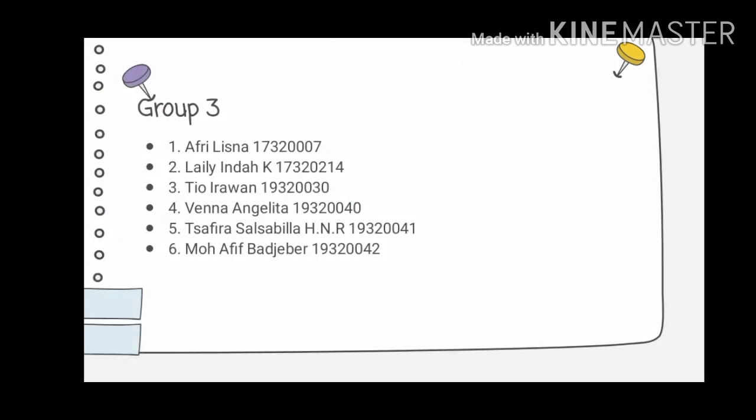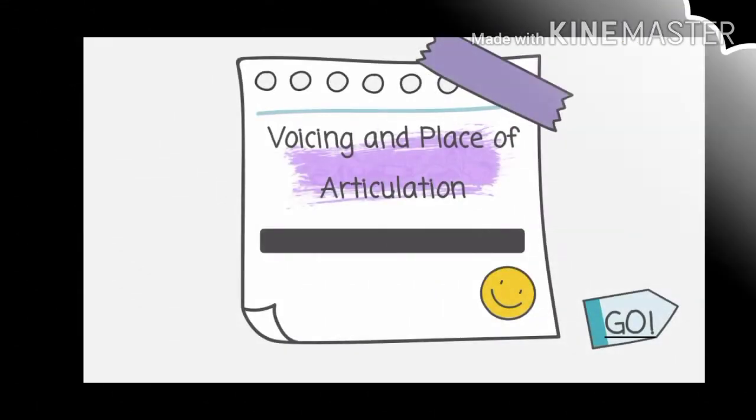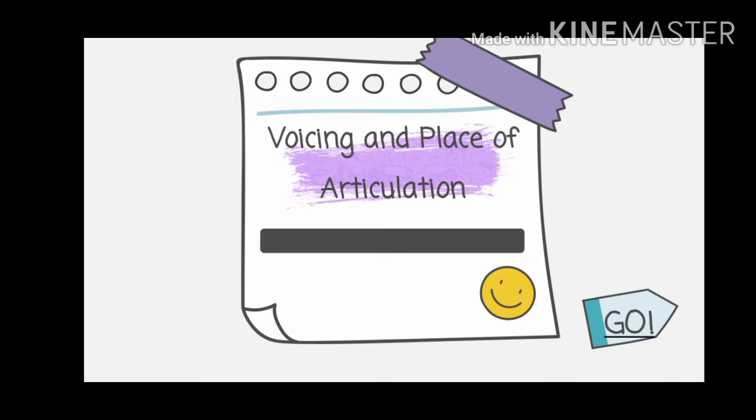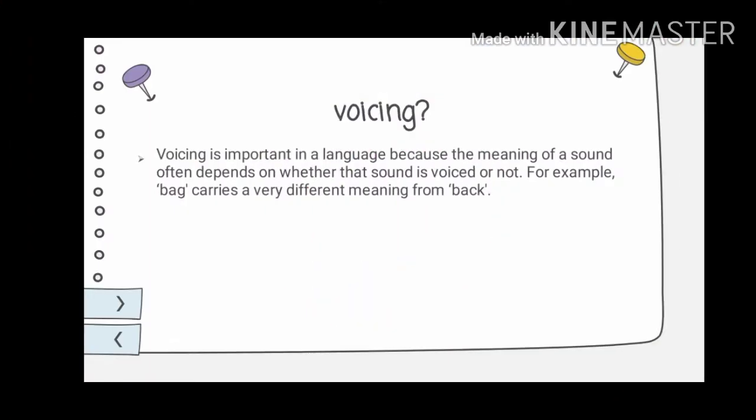My name is Vanangelita as a first presenter. I am from third group and I will also introduce the members' names of my group. First is Afrilisna, Lili Indah, Tir Irawan, Vanangelita, Safira Salsabila, and Mo Afif. We will present material about voicing and place of articulation. First, I will explain about voicing.